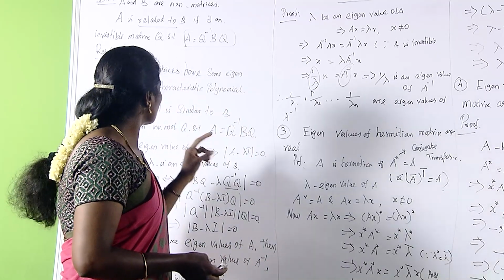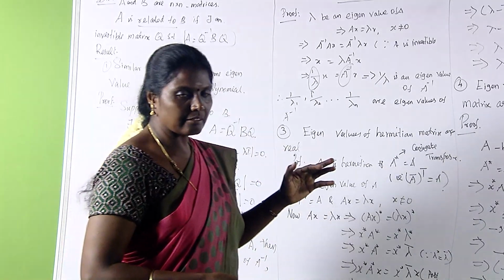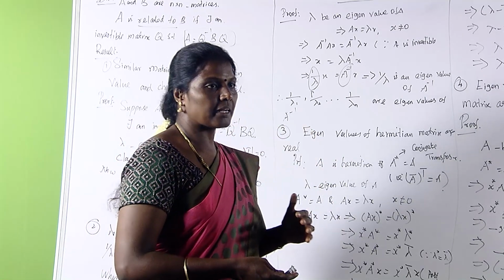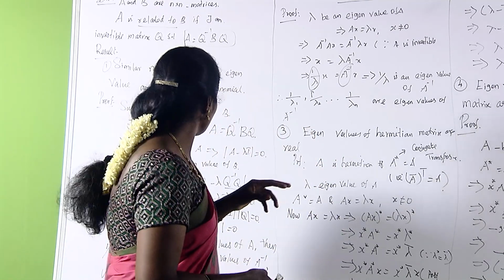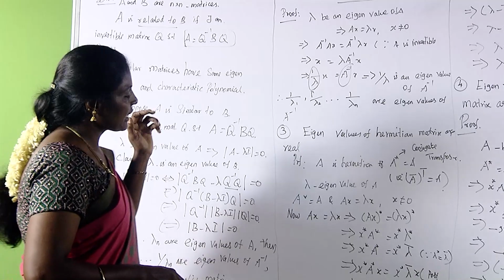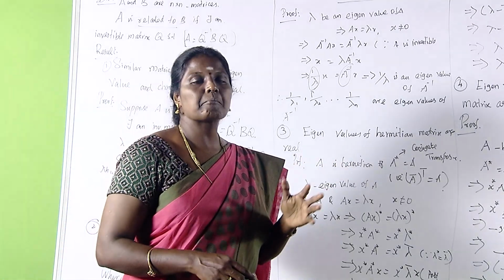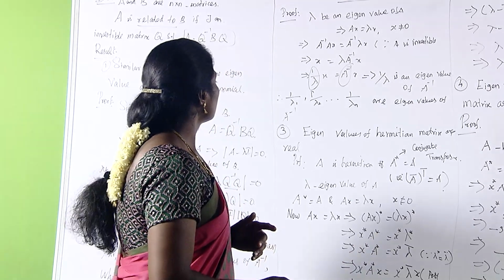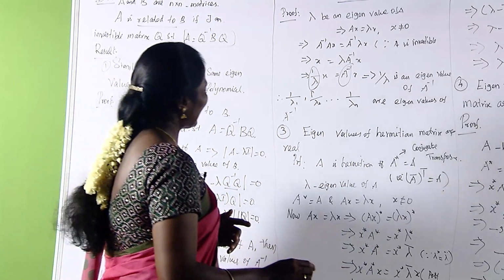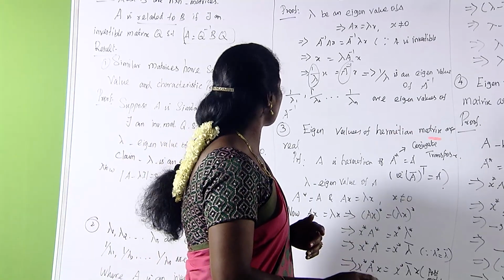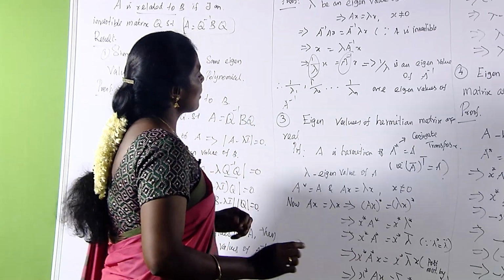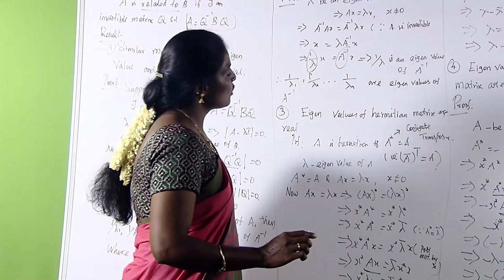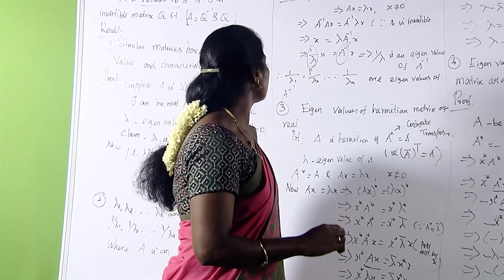So, first we have proved that similar matrices have the same eigenvalues and the same characteristic polynomial. In the second one, we have proved that if lambda is an eigenvalue of A, then 1 by lambda is an eigenvalue of A inverse. The third result is that eigenvalues of a Hermitian matrix are real. So, now we are going to prove that the eigenvalues of a Hermitian matrix are real.